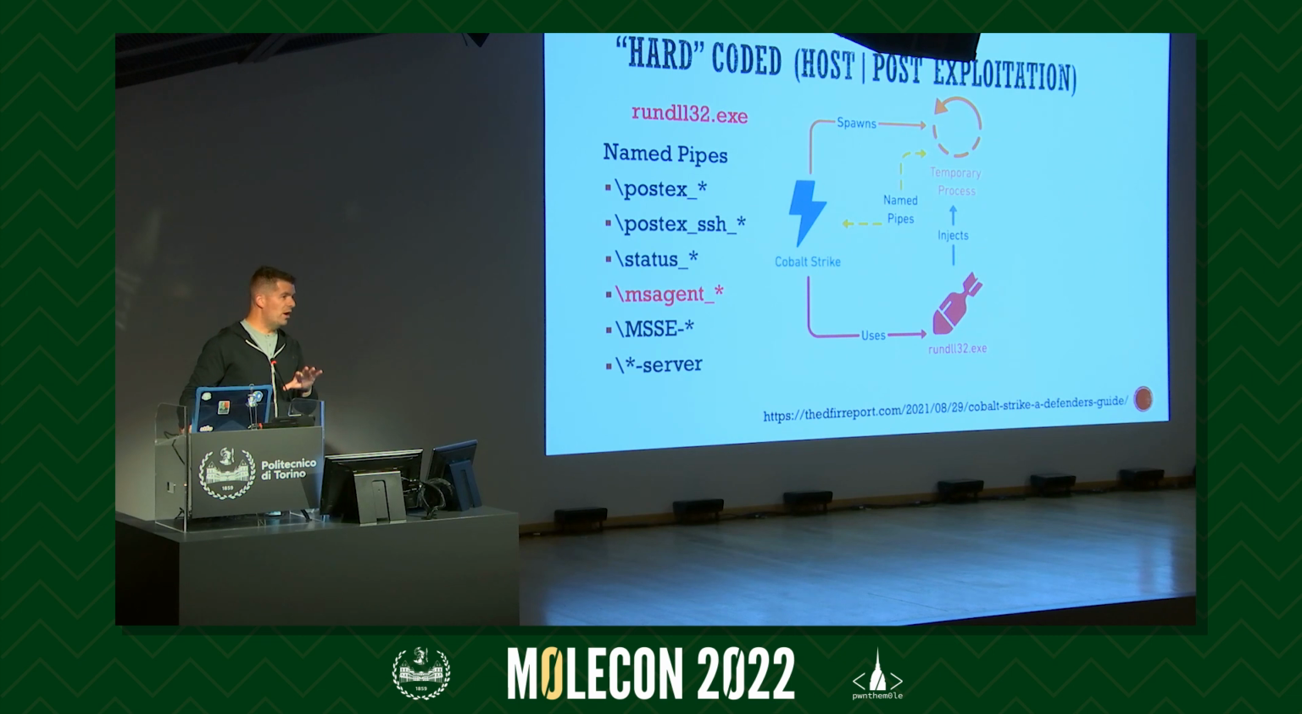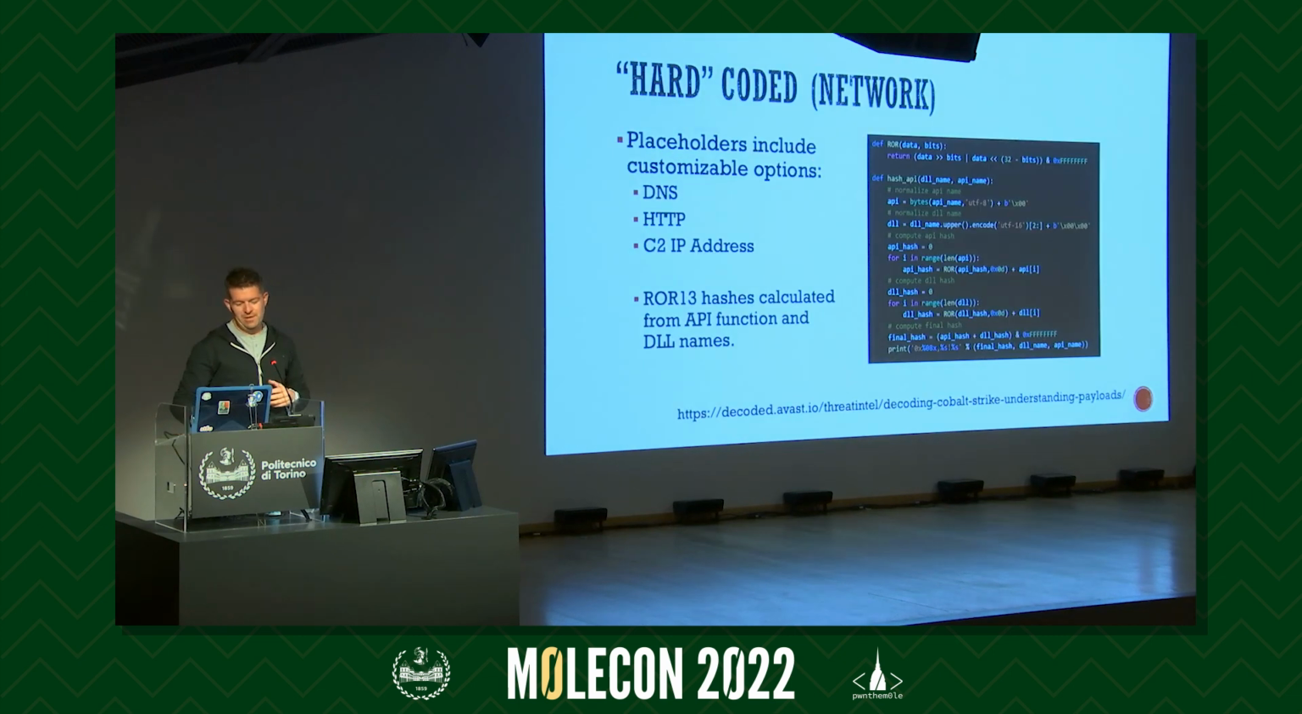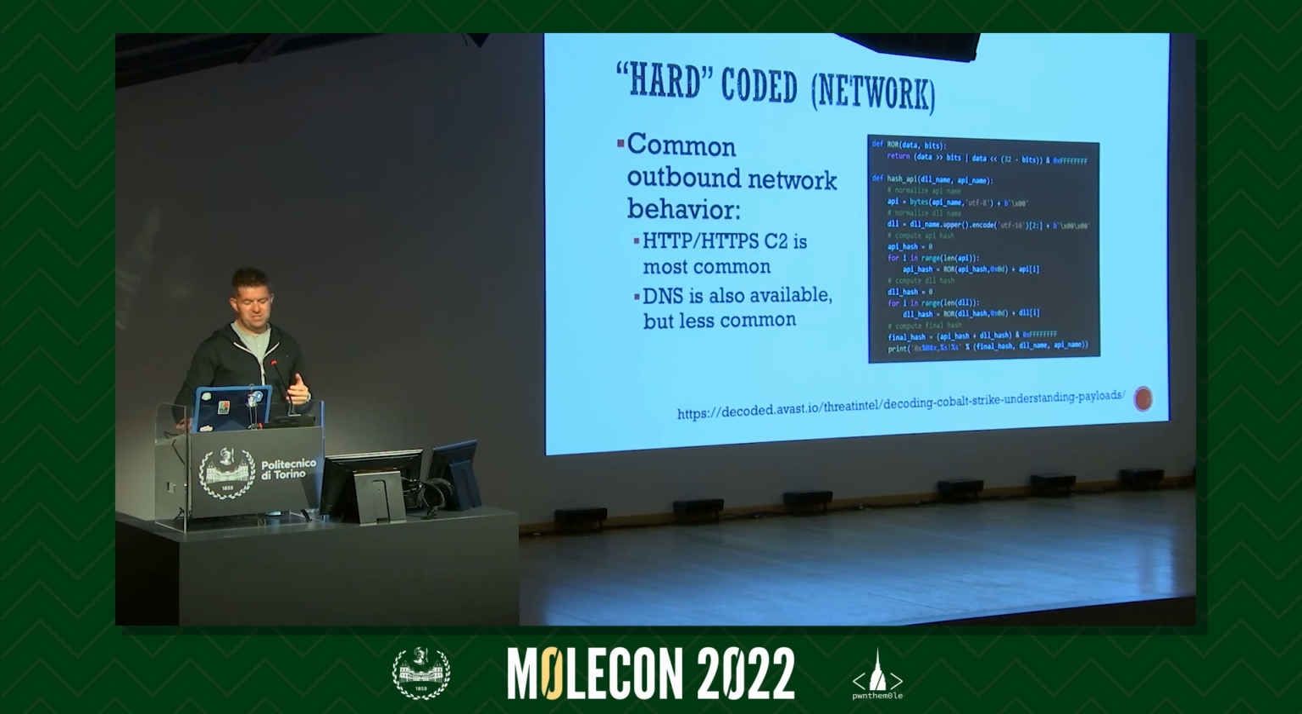Remember, right now, we're walking through hard-coded values in the tool. There are also placeholders in the beacon configuration, or when a beacon gets created, that determine the different types of customizations that we talked about. If I'm going to use things like DNS or HTTP, there are places inside of the options or inside of the code that determine what type of comms I'm going to be using. There are ROR13 hashes, which are calculated using the API functions and DLL names, and I can use this to my advantage because I can look at the most common types of protocols that are used out there, across, again, tons of research, tons of first-hand experience.